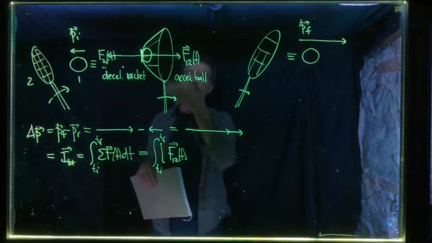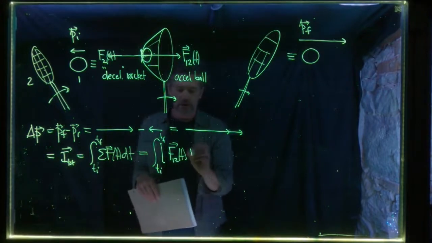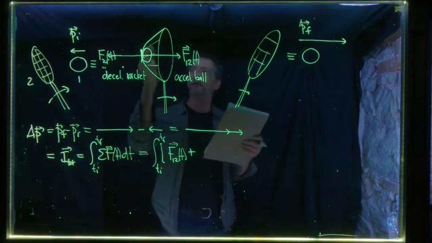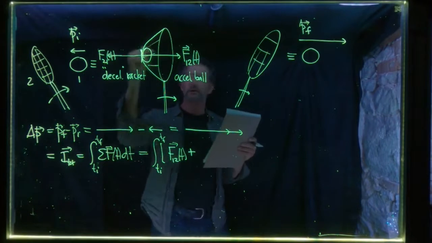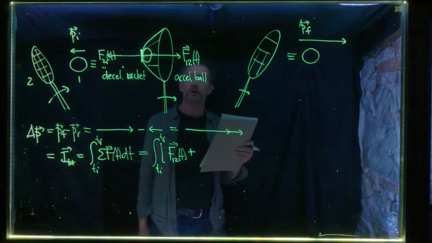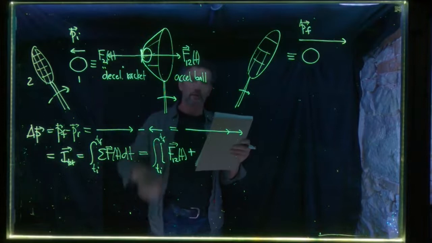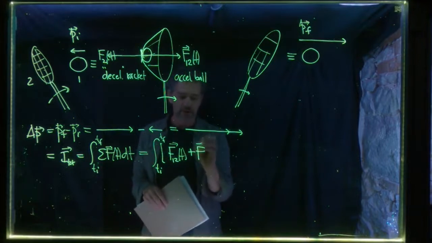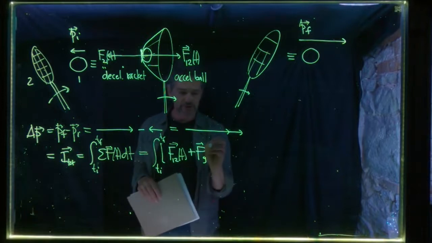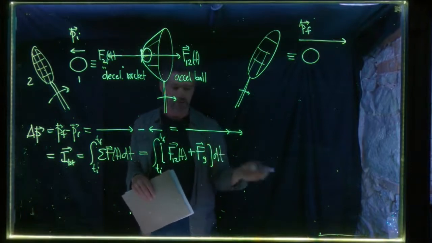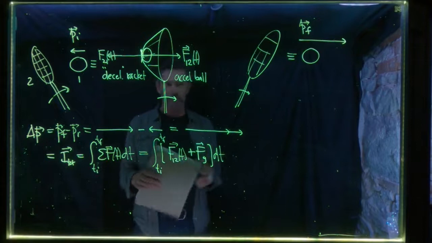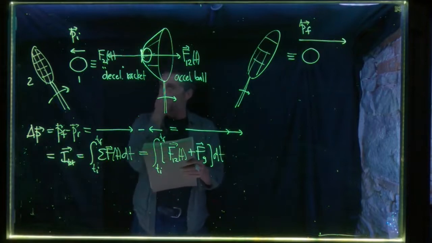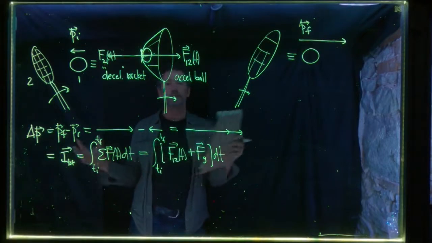But there's also another force. I just want to point this out. While the ball is in contact with the racket, sure, the racket is pushing to the right on the ball, but there's also gravity acting on the ball. Gravity is always acting on things. So there's also a force of gravity. And that force of gravity is, of course, constant. And so you want to integrate that. Okay, but now here's an important point, and this is very common with collisions.